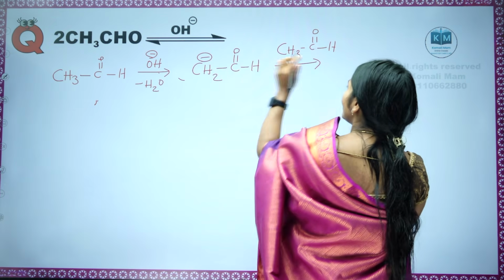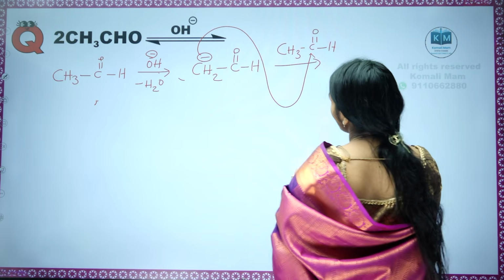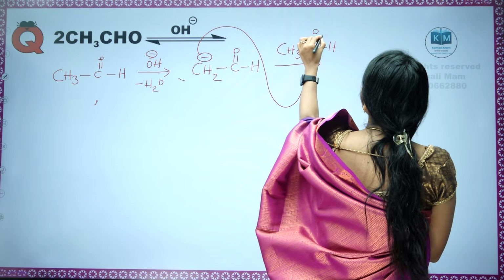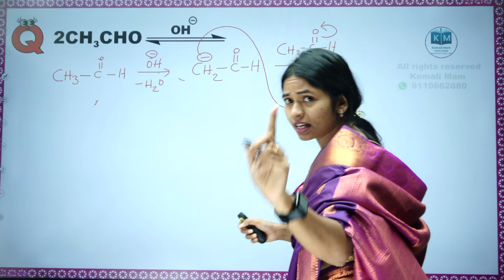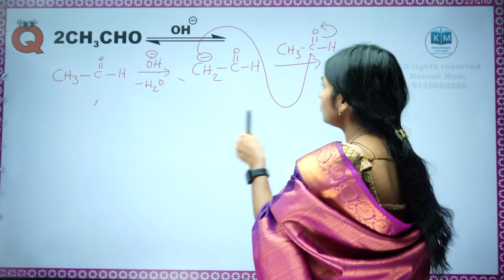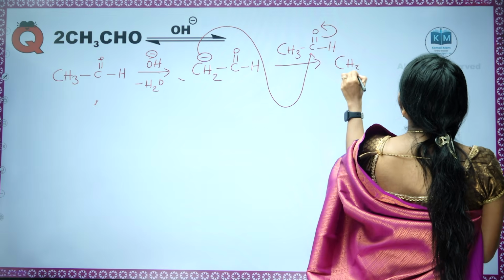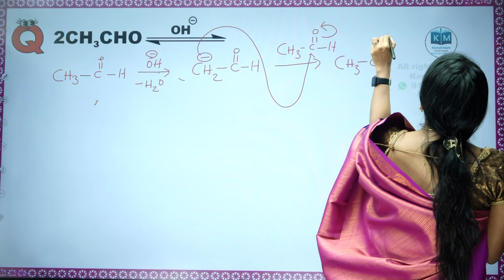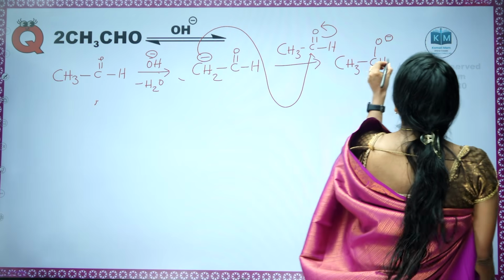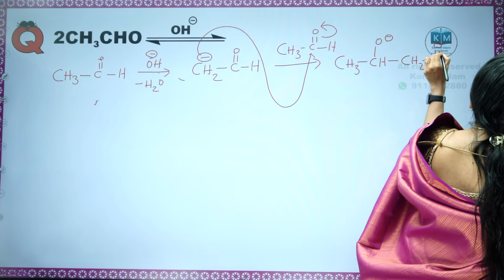This will go and attack again. How will it attack? It will attack this carbonyl carbon. Once it attacks the carbonyl carbon, a shift of electrons takes place. Is that clear? Don't worry, I'll tell you the shortcut. Without the mechanism, you can do it. Now, what will you get? CH3, C, O minus, and this H as it is, I am going to write. Then this CH2, C double bond OH.